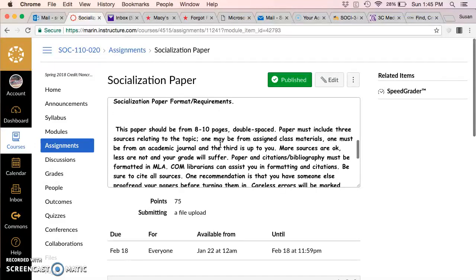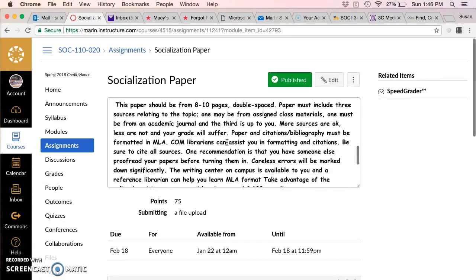In terms of requirements, it's 8 to 10 pages double spaced. I will mark down if it's not long enough, because this is part of getting you ready to transfer. You need to be able to write a paper of this length. You need to have 3 sources related to the topic. One can be the text or class material. One has to be an academic journal. If you don't know how to do that, you're going to need to check in with the library page in terms of searching for an academic journal. And then the third source is your choice. We have great librarians that love to help with that sort of stuff.